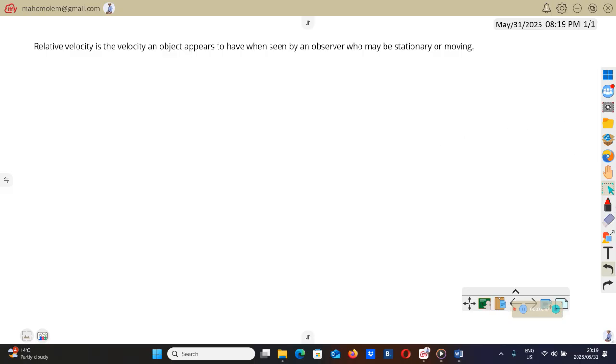As you can see here on the screen, relative velocity is the velocity an object appears to have when seen by an observer who may be stationary or moving. Or someone can say relative velocity is about how fast something appears to be moving compared to something else.